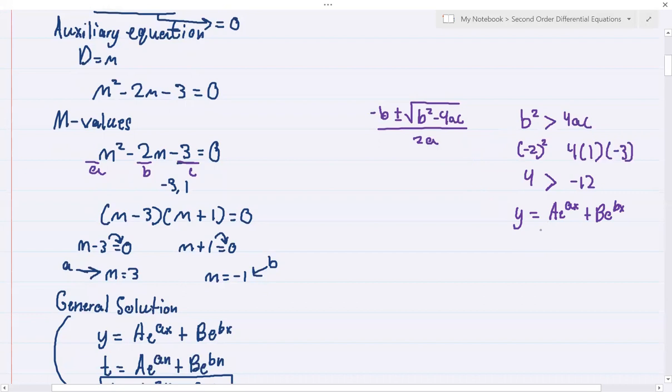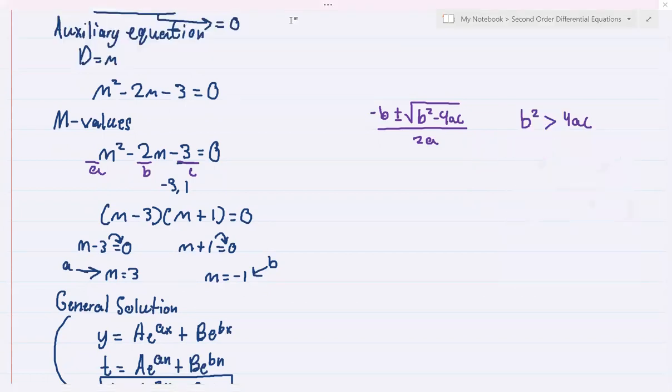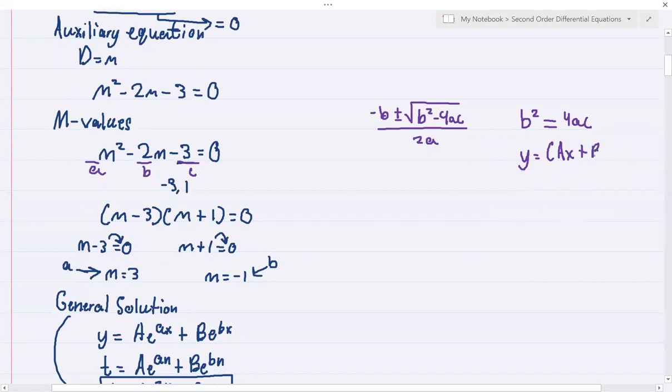Okay? So, what if they are equal? If the value of your b squared is just the same as the value of your 4ac, therefore you're going to use this as your general solution, which is the quantity ax plus b times e raised to small ax. So this is the general solution that you're going to use if and only if the value of your b squared is equal to the value of your 4ac. This means that you have the same m values. You have two of the same m values.